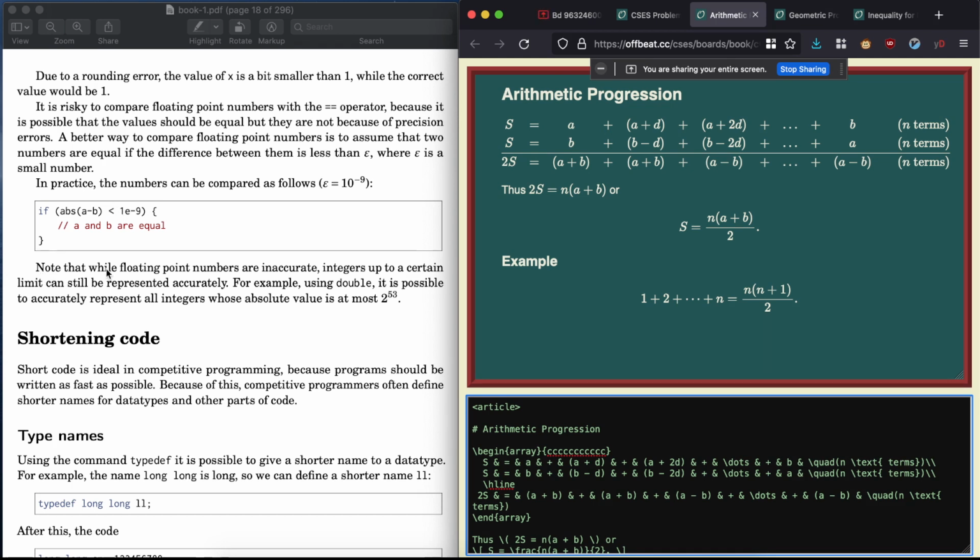Now, note that while floating point numbers are inaccurate, integers up to a certain limit can be represented accurately. For example, using double, it is possible to accurately represent all integers whose absolute value is at most 2 to the power 53. So that's a nice thing to know. And this completes the previous section that we could not complete in our last book reading meeting, which was a couple of weeks ago, I think.